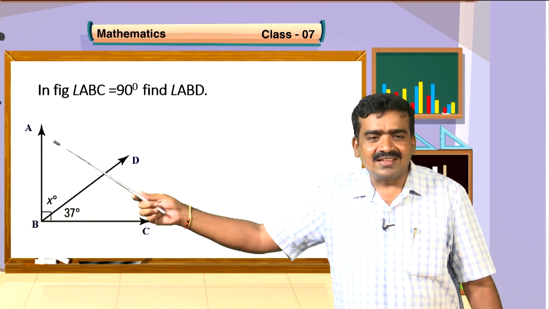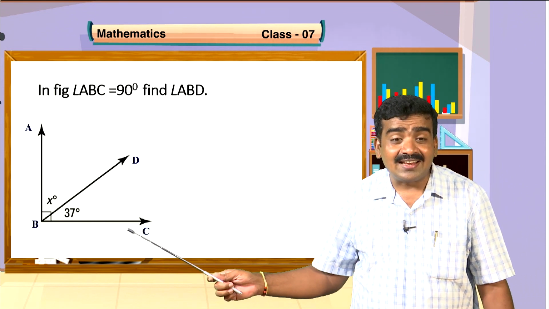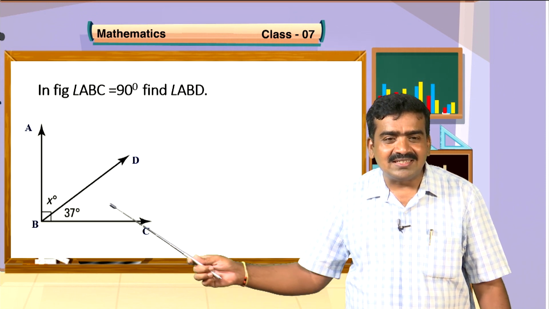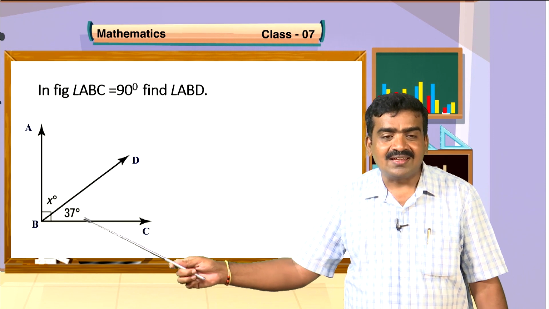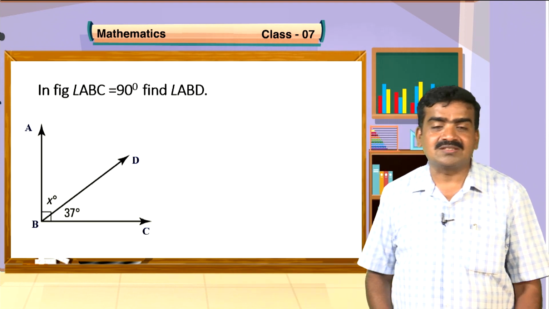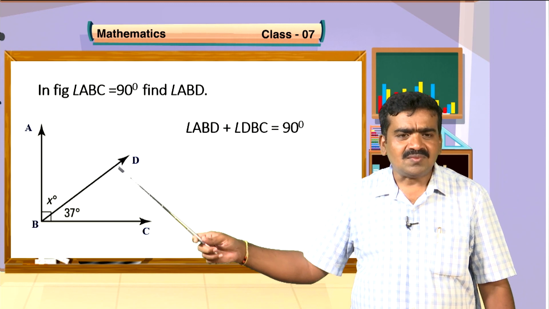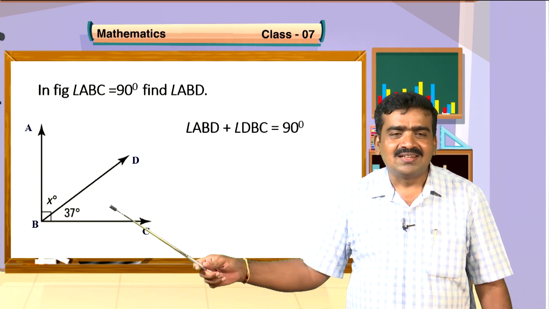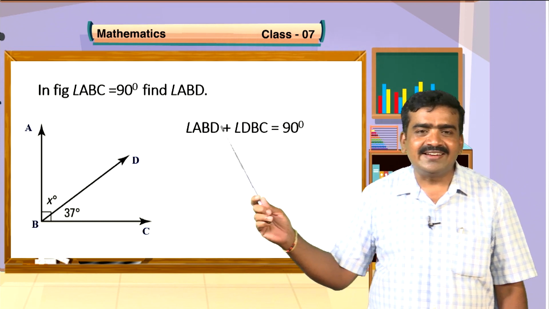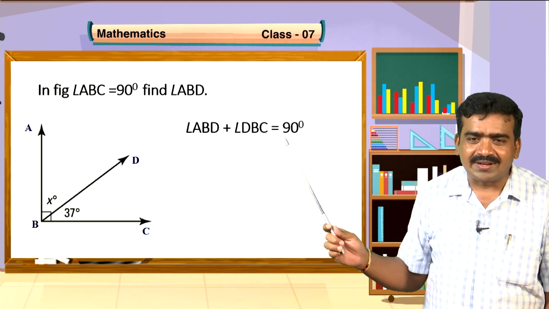Here the thing given is angle ABC is 90 degree, which is nothing but a right angle. And another angle is given, that is angle DBC is given as 37 degree. Here we have to calculate angle ABD, that is nothing but x, the value of x we have to calculate. What do we have to do? So, we have to add these two angles because in the question itself it is given that the measure of these two angles is 90 degree. Therefore, angle ABD plus angle DBC is equal to 90 degree.